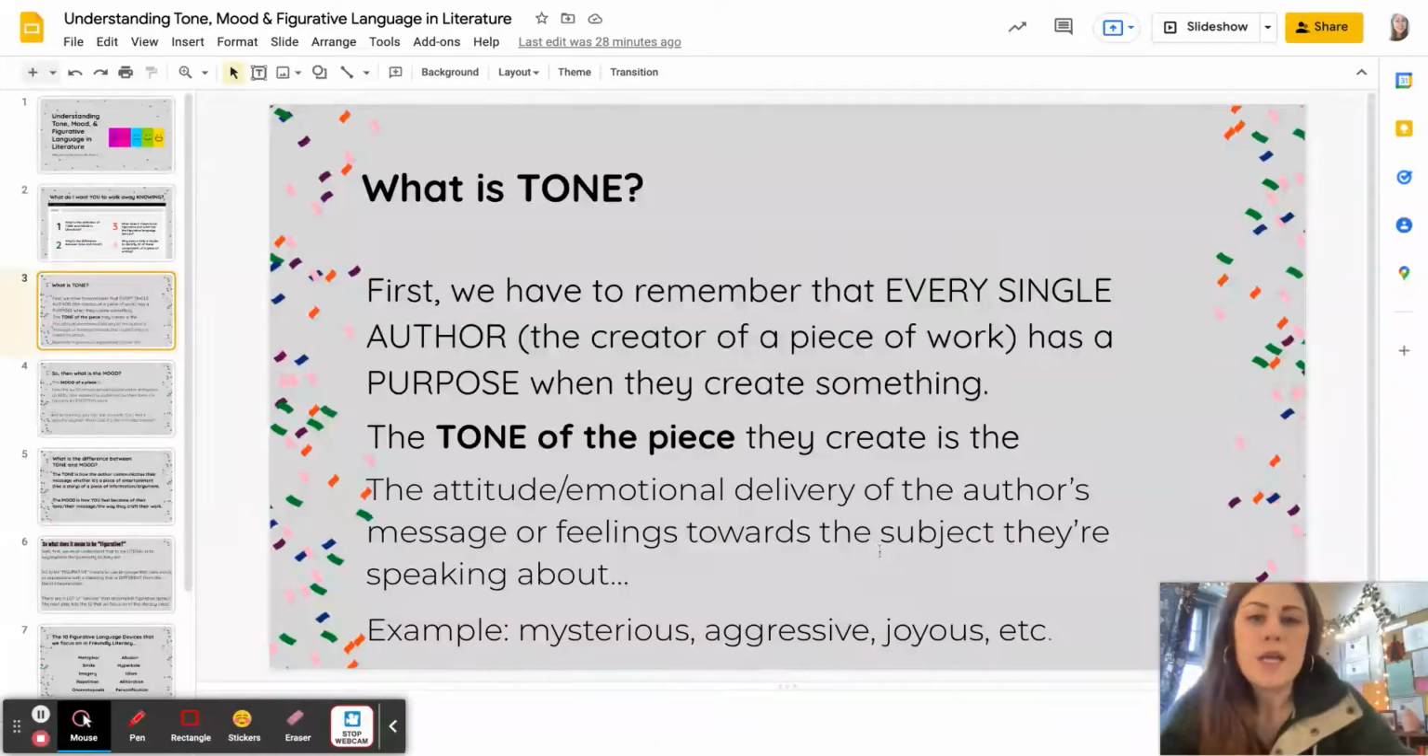So, first, what is tone? We have to remember that every single author who is the creator of whatever work you're talking about has a purpose when they create something. And often we're talking about pieces of work that are obviously shared with others. The tone of the piece that a person creates is the attitude or emotional delivery of the author's message, or maybe the tone is just how they feel about what they're talking about. For example, they're usually emotion words or adjective words, like you could call a tone mysterious, maybe it's aggressive, joyous, sad, speedy, whatever it might be.